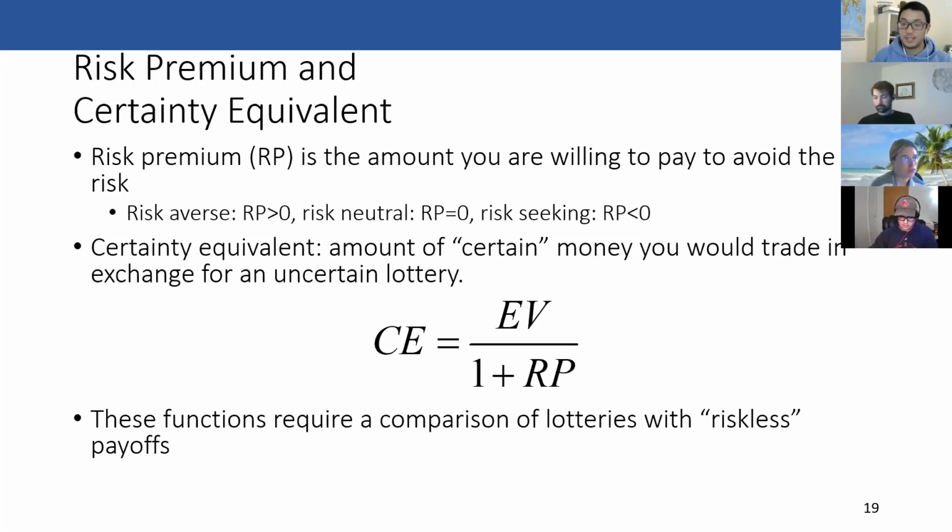So one of the ways that you can measure whether or not someone is risk averse or risk neutral or risk seeking is this concept of risk premium and certainty equivalent. So the certainty equivalent is the amount of certain money that you would trade in exchange for an uncertain lottery.